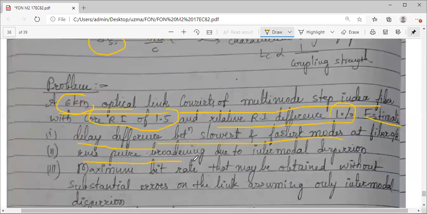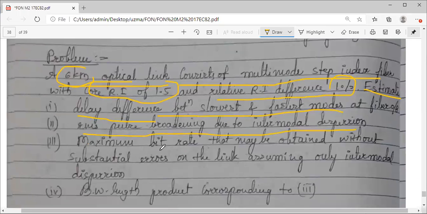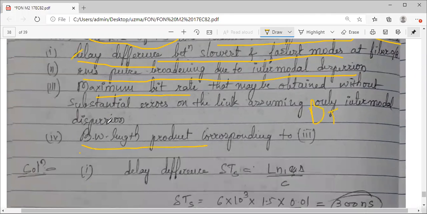Next is the RMS pulse broadening due to intermodal dispersion. The third one is the maximum bit rate. Bit rate is what we have discussed in the dispersion concept. Bit rate BT should be less than or equal to 1 by 2 tau. Try to remember; I'll show you what it is. Fourth one, bandwidth length product. So let me first go for the delay difference.